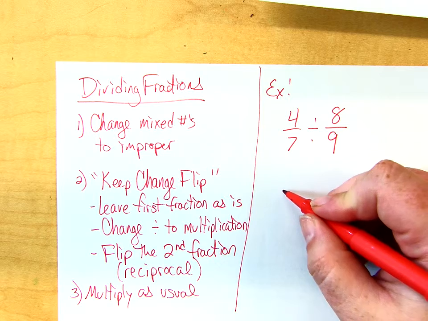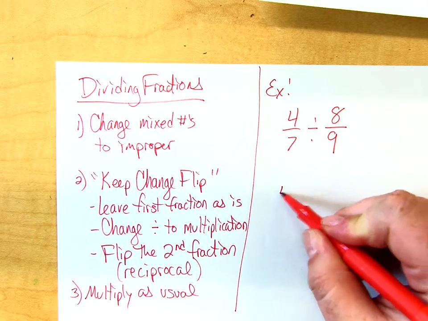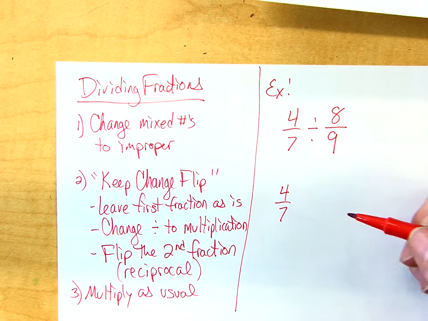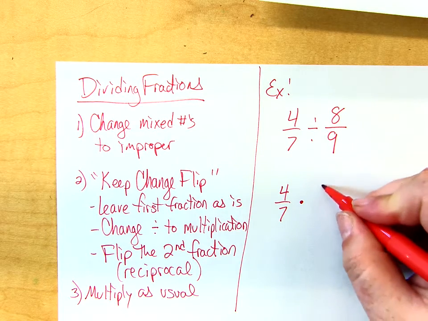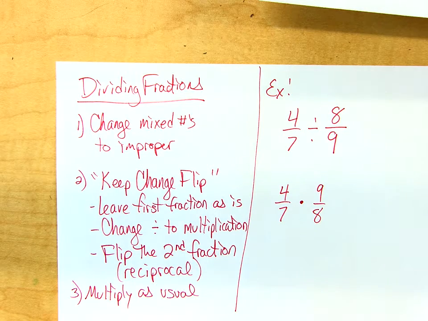Devin, go ahead. So you would keep the 4 and the 7. Keep 4/7, so keep the first fraction. You would turn it into a multiplication. Yep. And then you would put the 9 on top of the 8. Perfect. That's keep, change, flip. And then you just multiply across. Now, just like we were doing yesterday.